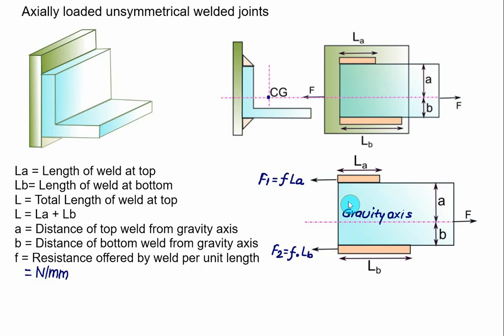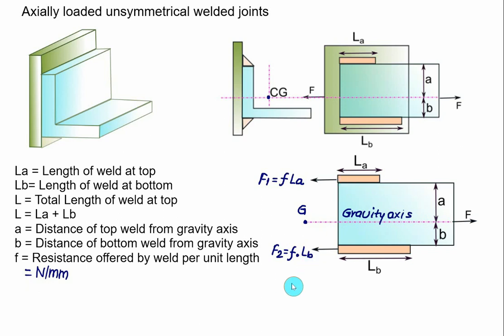So you have to analyze this figure. We have two governing equations here. We can apply summation of x equal to 0, that is, F is equal to F1 plus F2, and as the second equation we can apply the moment equation. You can take the moment about the point G. So we have two equations formed here, and therefore we are able to find the values of LA and LB. Right now we have two unknowns, the length of the top weld and the length of the bottom weld.